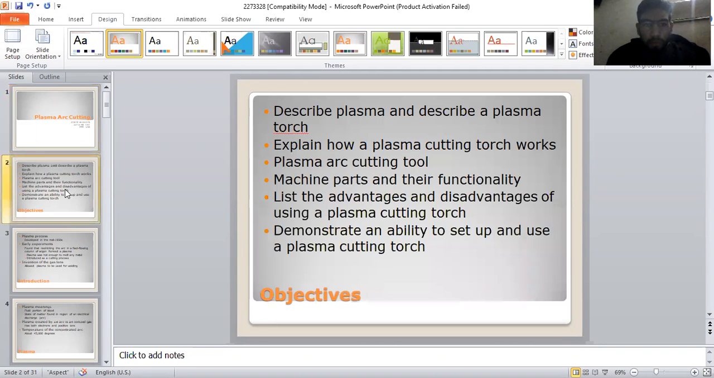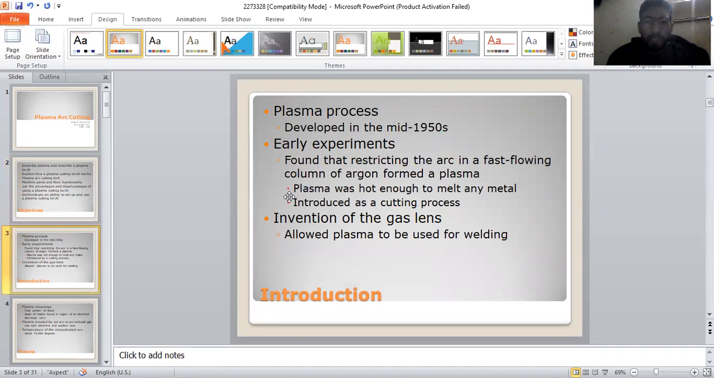So the objective of the presentation is to describe plasma and describe the plasma torch, explain how the plasma cutting torch works, the plasma arc cutting tool, machine parts and their functionality, list the advantages and disadvantages of using a plasma cutting torch, and demonstrate the ability to set up and use the plasma cutting torch. It also describes the latest technology and the latest invention in this field. So first of all, the introduction.